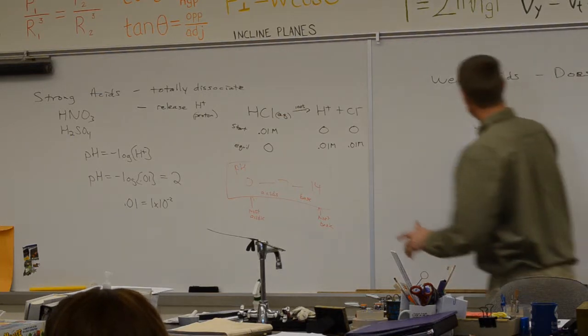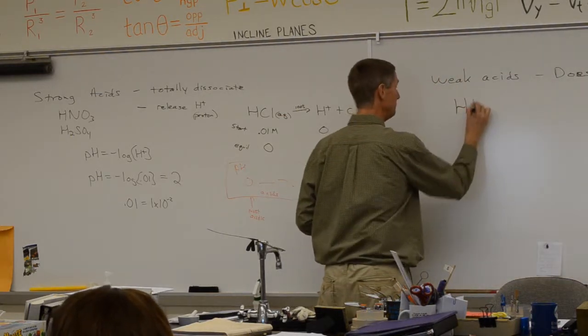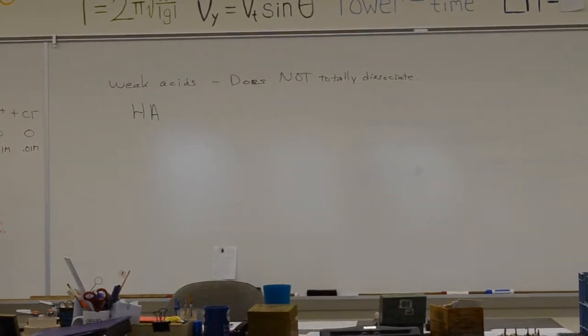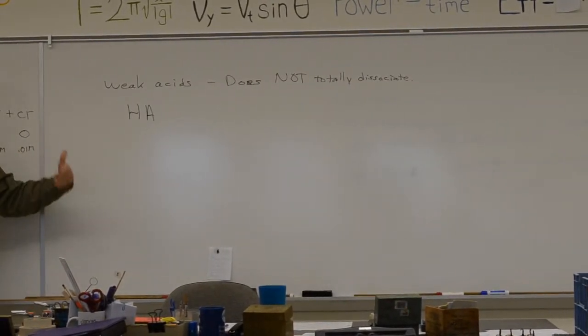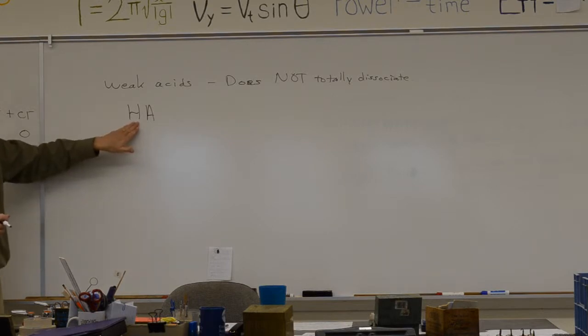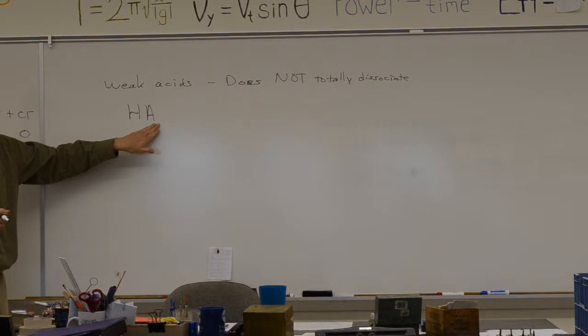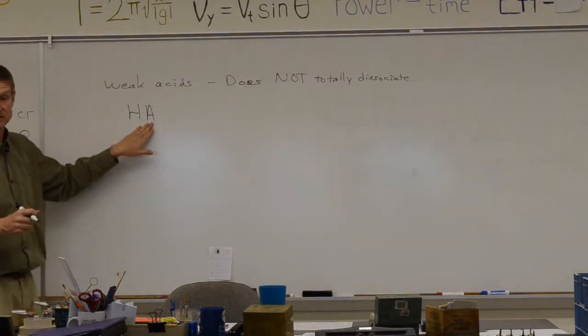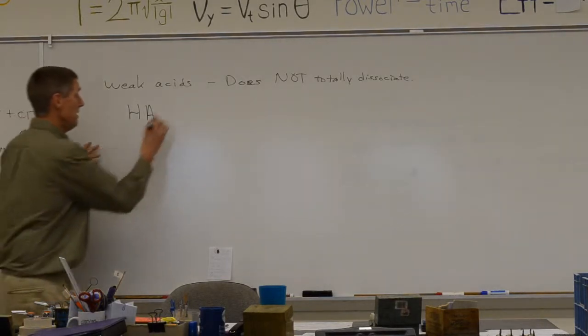I want to start off with a generic formula. HA is my generic monoprotic weak acid. Monoprotic, one proton, and generic because I'm just saying any hydrogen with an anion, okay, and that anion could be a variety of things. It can't be a chlorine, a nitrate, or a sulfate, but it could be just about anything else, okay?